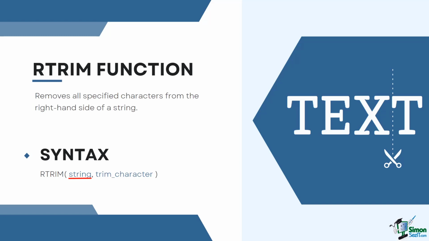String is the field or text to trim from, while trim_character is the set of characters to be removed from the right side of the string. If no characters are provided, the RTRIM function will simply trim spaces from the right-hand side of the string. Let's look at how it is applied on a simple string.